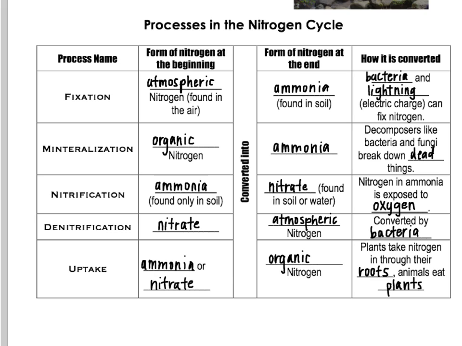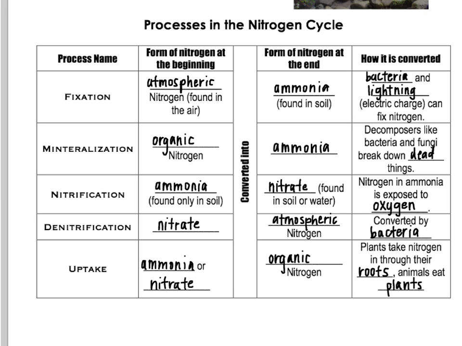The second process is mineralization, and that is misspelled there. It's mineralization. And that's the process where we take organic nitrogen, which is nitrogen that's part of either plants and animals, or part of DNA of any organism or their amino acids, and it's converted to ammonia, which is part of the soil. So basically this is where something that was an organism breaks down and becomes part of the soil. And this can be done by decomposers, things like bacteria and fungi that are designed to break down dead things. So that's mineralization. The next process is nitrification.